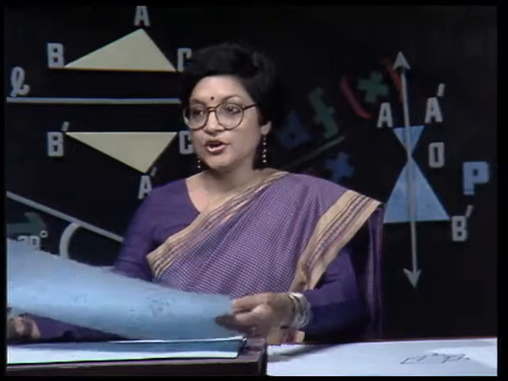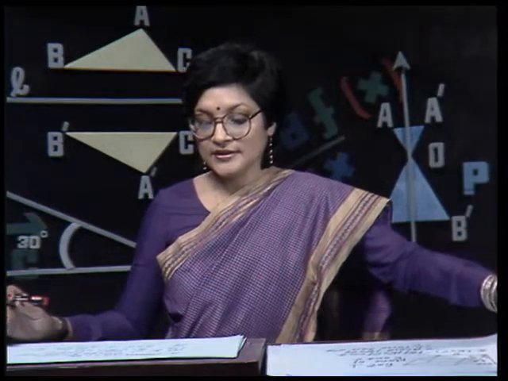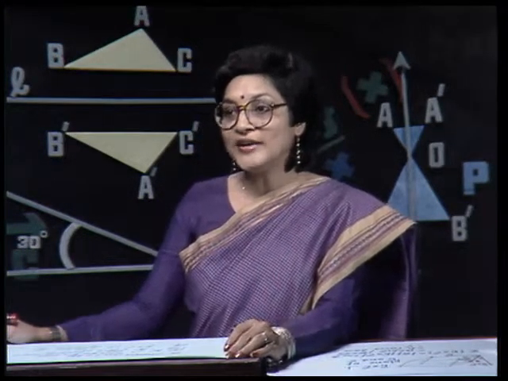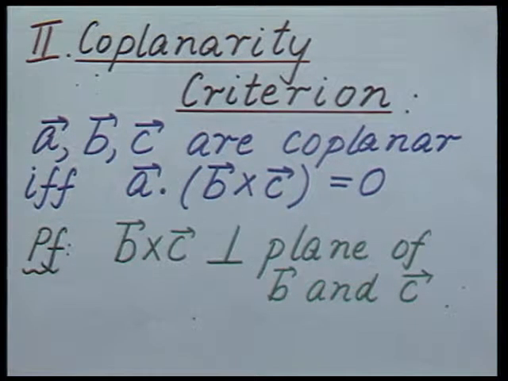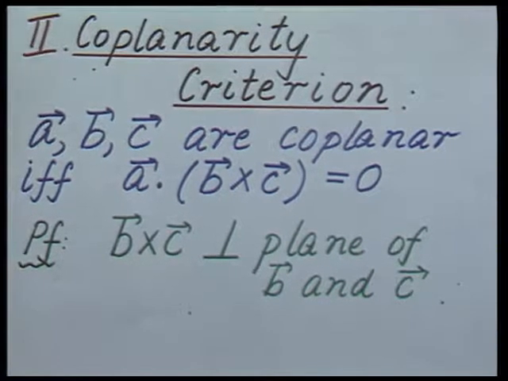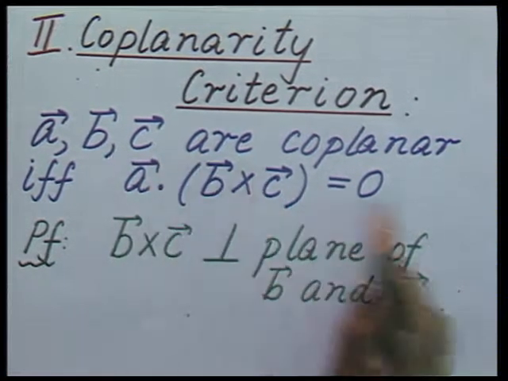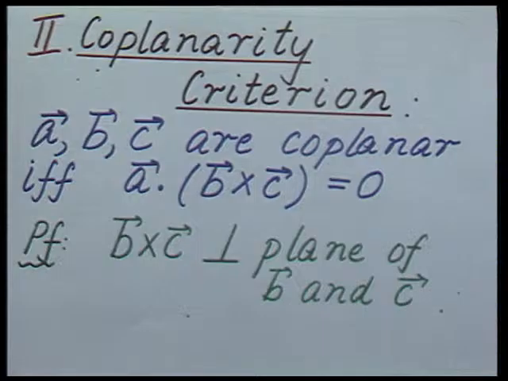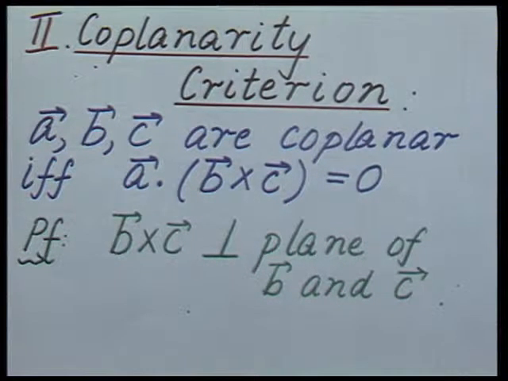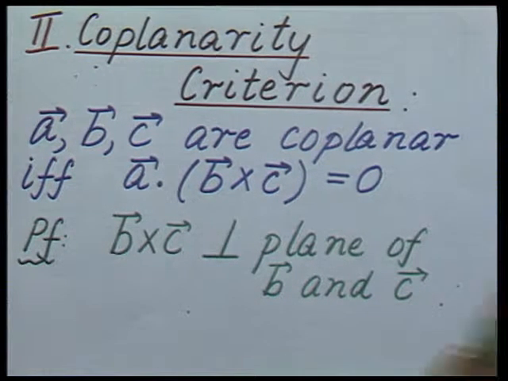A second geometrical significance is what we call a coplanarity criterion. And that tells us that A, B and C vectors are coplanar if and only if their scalar triple product is 0.